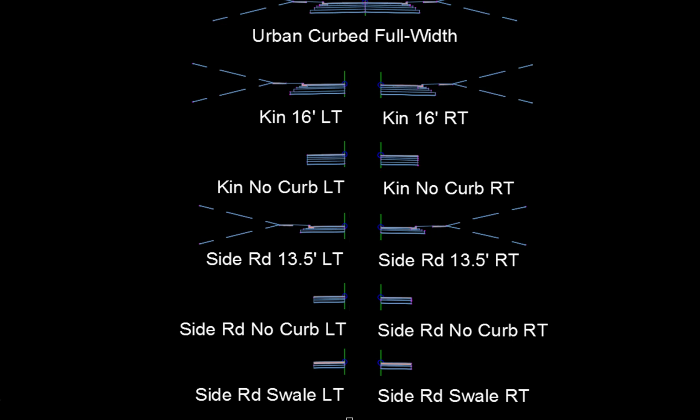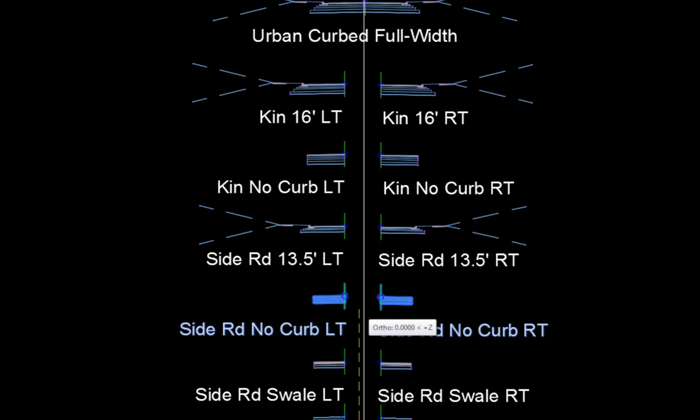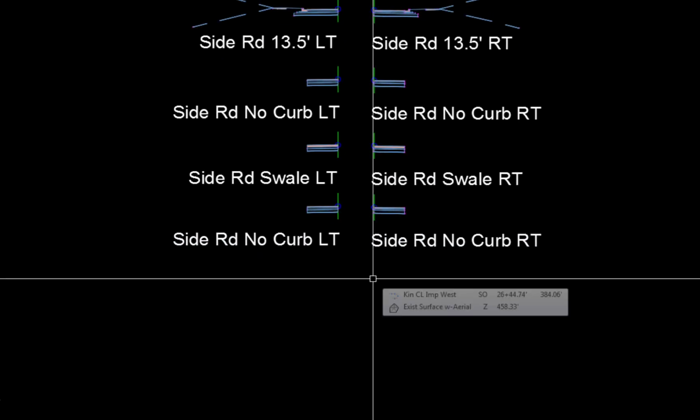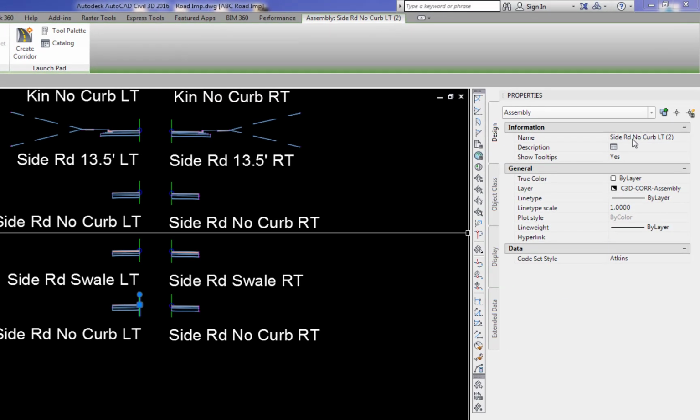CO enter to start the copy command. Select the side road no curb left and right assemblies. Enter. Copy the assembly below the swale assemblies. Escape to stop copy command. Modify the wedge short assembly. Pick the left assembly marker. In properties palette, remove no curb and add wedge short.